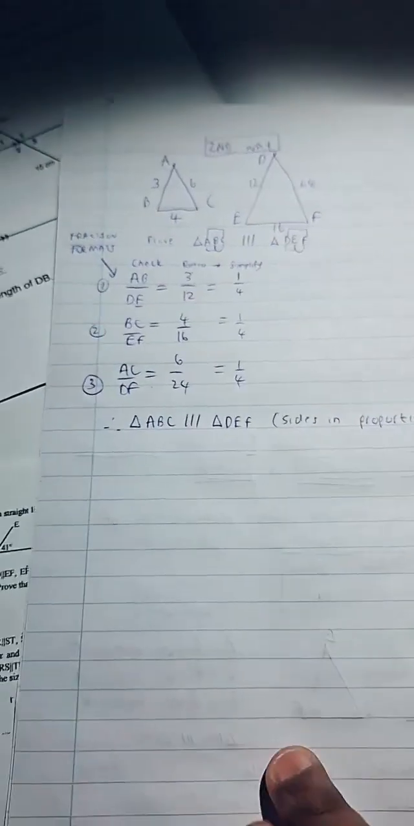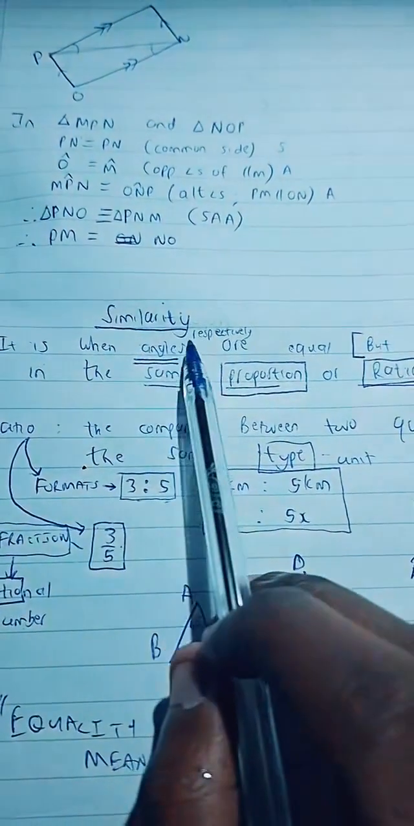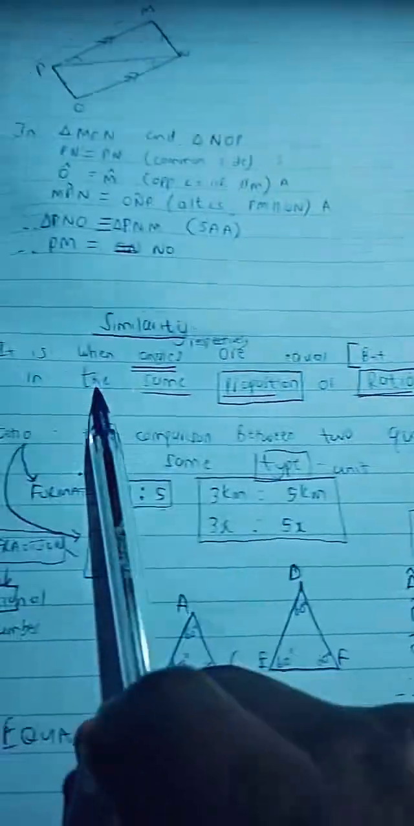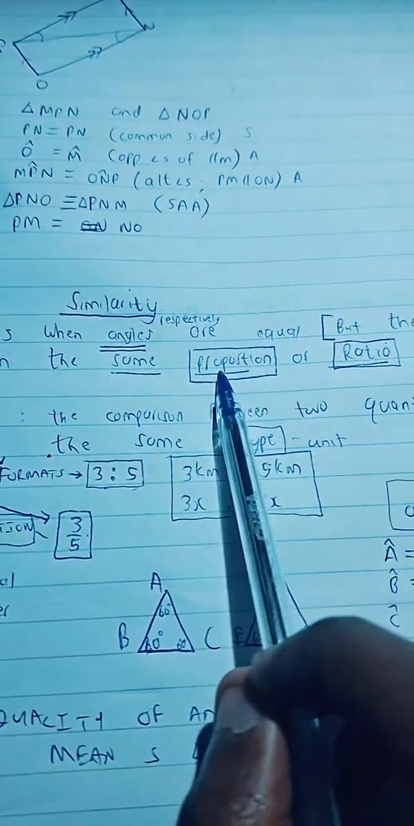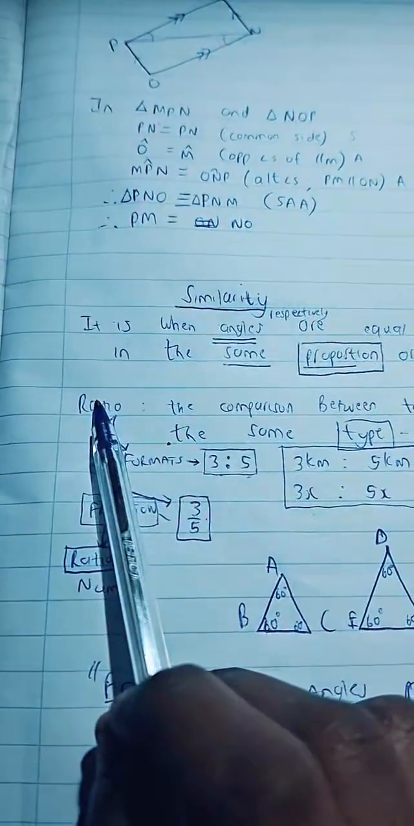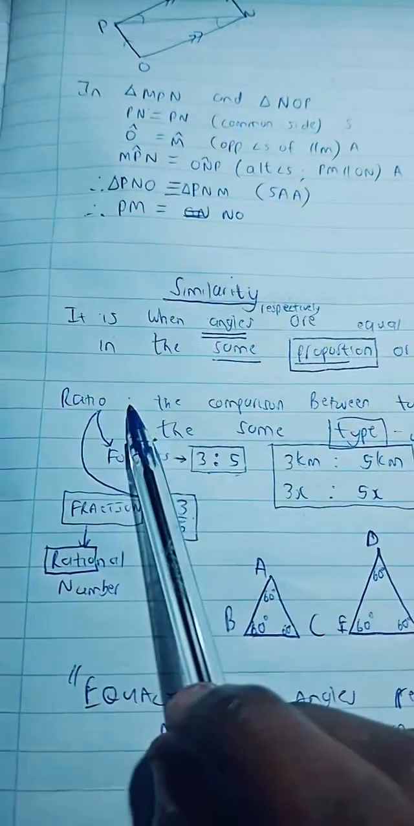So the first way, I'm going to just go back again. I said similarity is when angles respectively are equal, but the sides are in the same proportion. What did I say proportion is? It's same ratio. Then when we explained the definition of ratio according to what we've learned in term 1, what is a ratio?